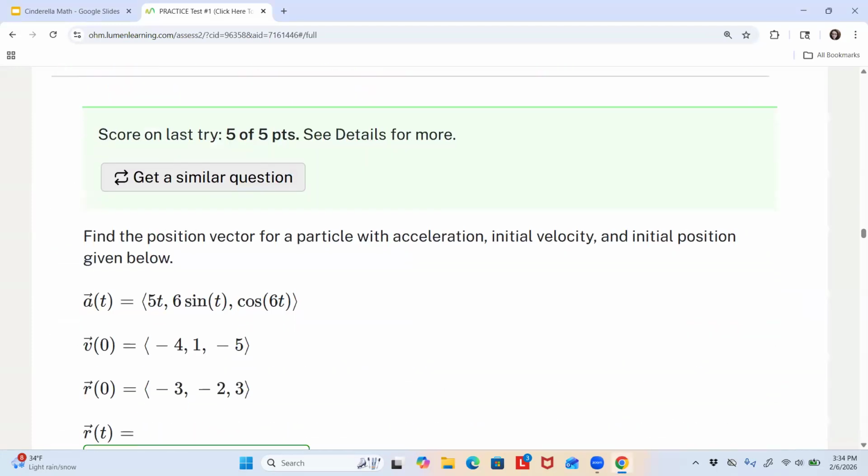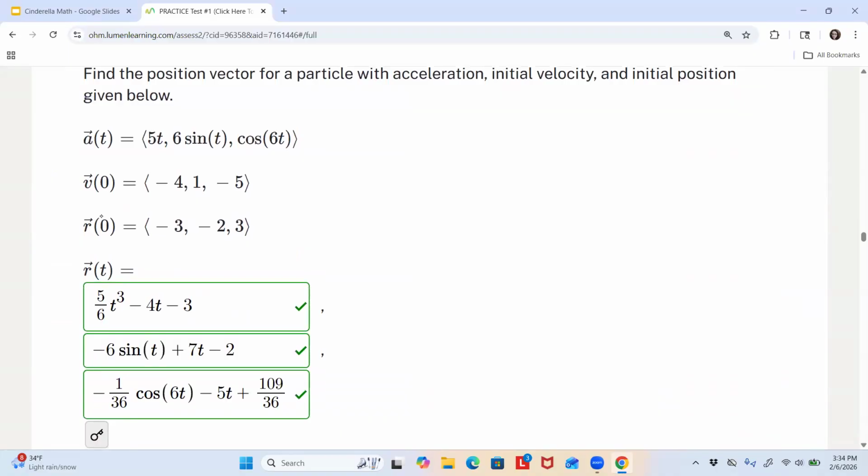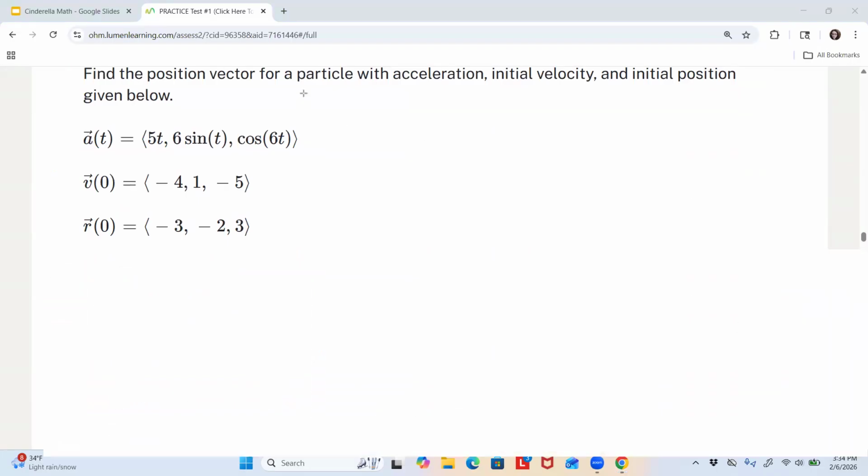Okay, coming to 13. This is one of the harder ones. And it's not actually that hard, it's long. So buckle in on this one. We are given the acceleration of a particle in a vector formula there, and we need to get all the way back to the position.